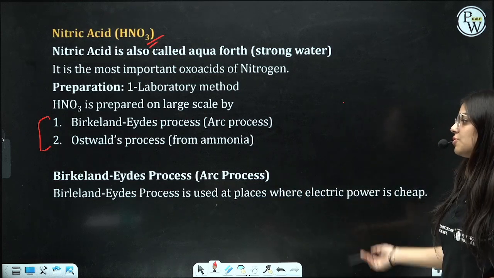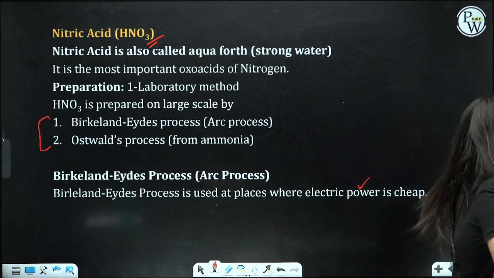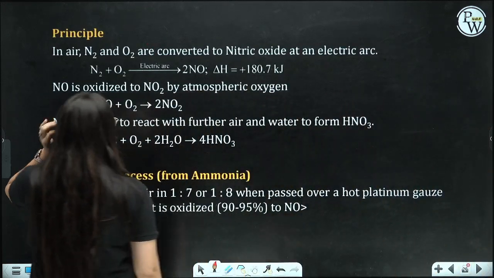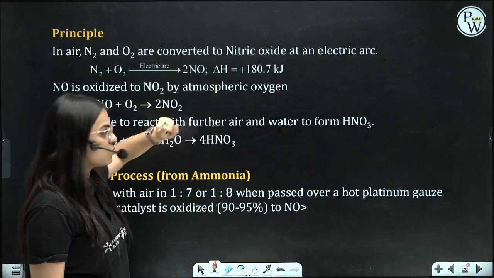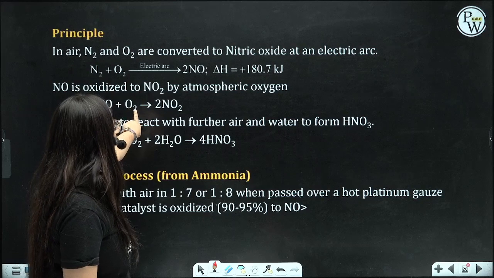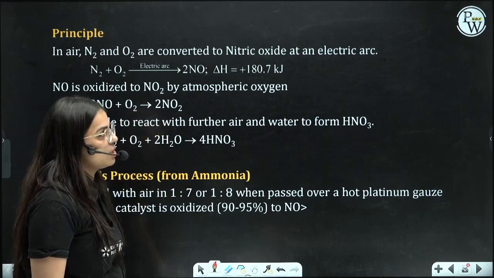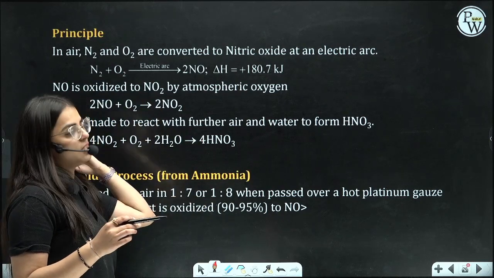See, the arc process or the Birkeland-Eyde process uses places where electric power is basically cheap, and then we have a principle for how we are going to obtain it. N2 will react with O2 to produce NO, nitrogen monoxide or nitrogen oxide, which further reacts with O2 to give NO2. Now this NO2 further reacts with O2 and water to give HNO3 basically, right? So this is done by the electric arc method where electricity is provided.